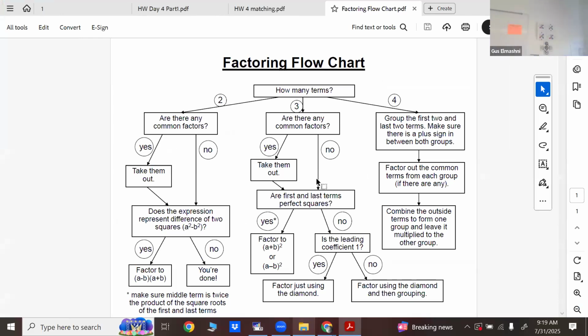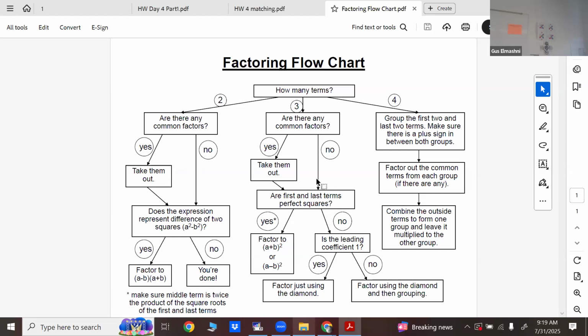So usually when you see, let's say you have two terms, are they common factors? Yes, I pulled out 2x, right? Afterwards, does the expression represent a difference of two squares? It did. It was x squared minus 49, both perfect squares. So I broke it down like this: a minus b, a plus b. So it's a little flowchart.